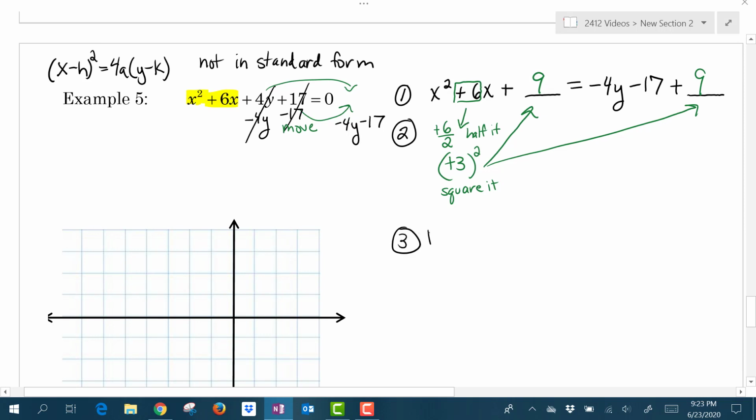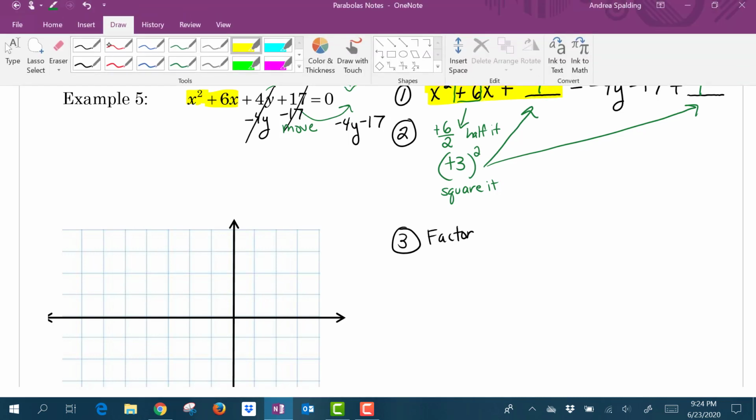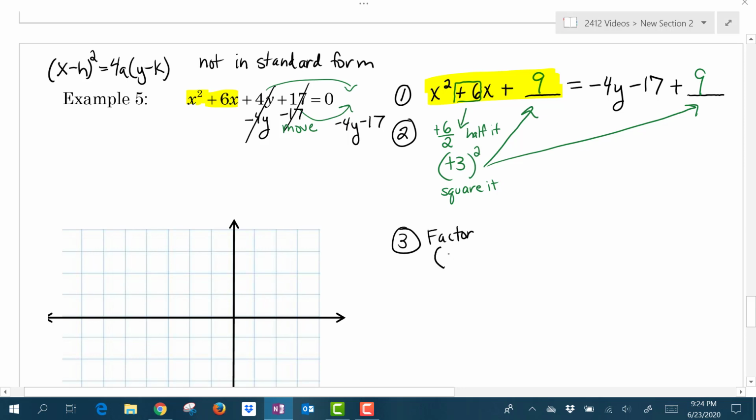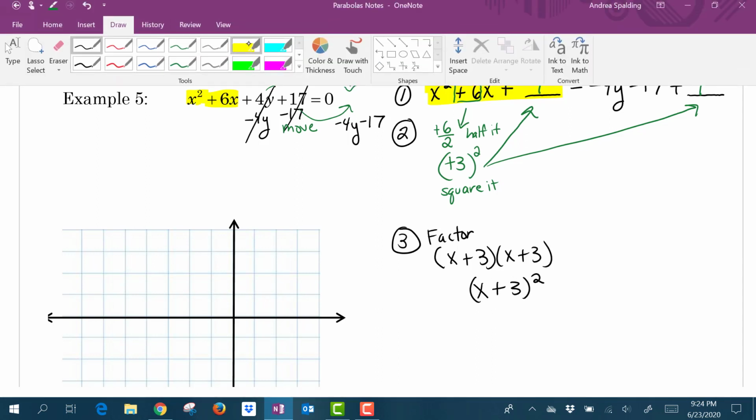Alright, step 3 is to factor. Okay, what do we mean by factoring? Well, we're going to take these 3 terms that we just put together on the left-hand side, and we're going to factor them. So that would factor as x plus 3 times x plus 3. And a better way of writing x plus 3 times x plus 3 is x plus 3 quantity squared. Now, if you want to, you can check that factorization, so you can multiply that out, see if it's correct, but it's correct. But we get x plus 3 parentheses quantity squared. That is how that factors.